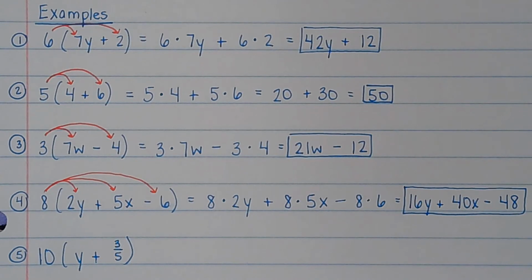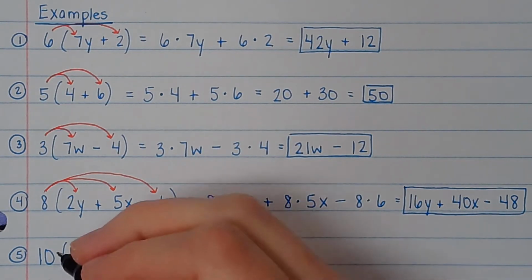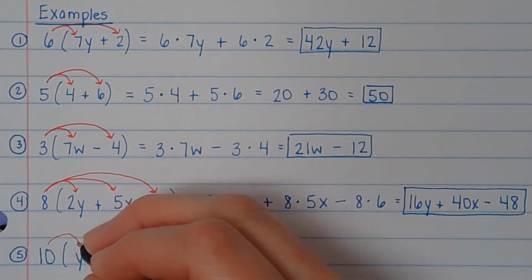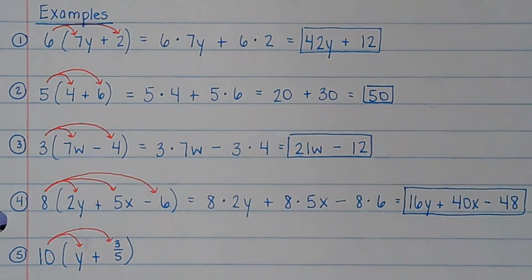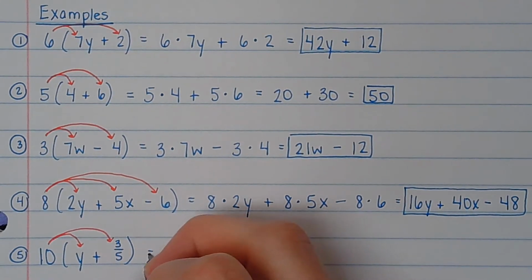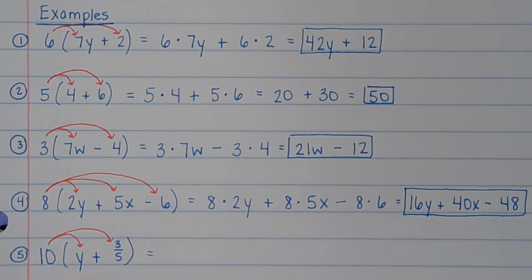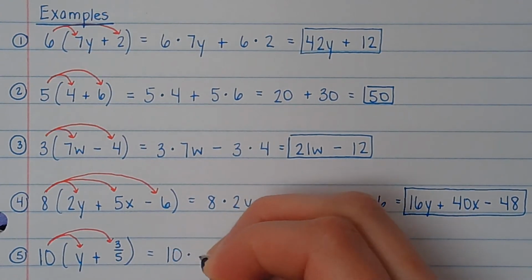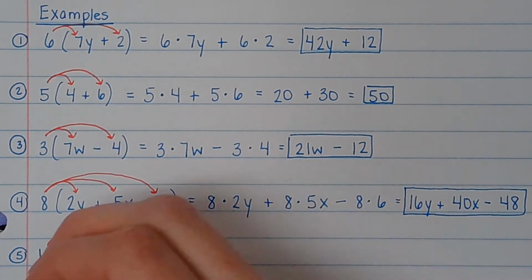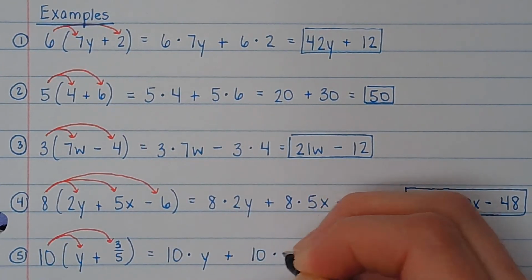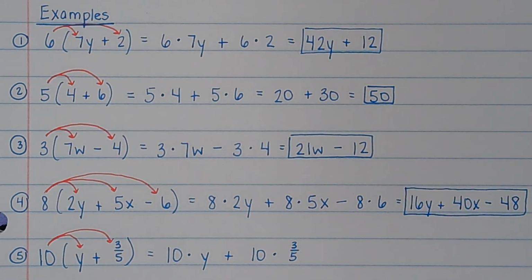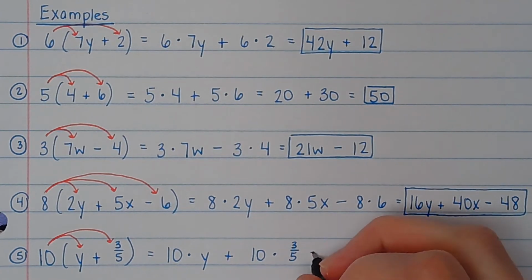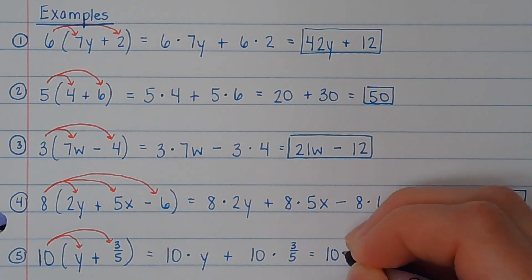You don't panic. You do the exact same thing. This 10 still has to go to the y, and the 10 still has to go to the 3/5. Don't panic thinking it's something different just because it's a fraction. Take it one step at a time. So 10 times y plus 10 times 3/5. 10 times y is just 10y.